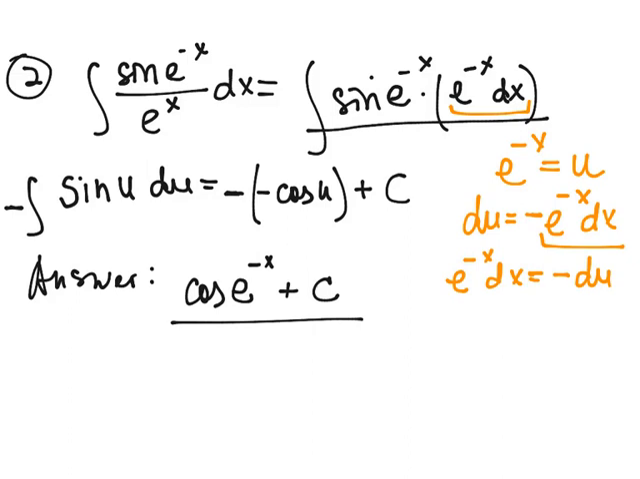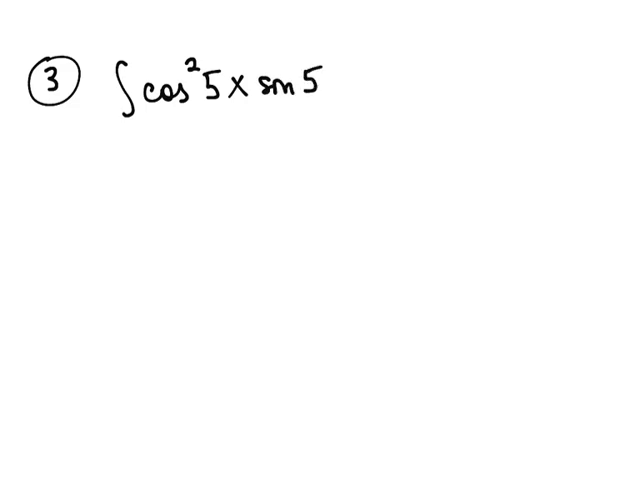Now, let's do the third problem. Actually, I'm going to move to the next page. The third problem says you have cosine squared 5x times sine of 5x dx. Indefinite integral. Now, obviously I have to use the u substitution, but which one is going to be my u?